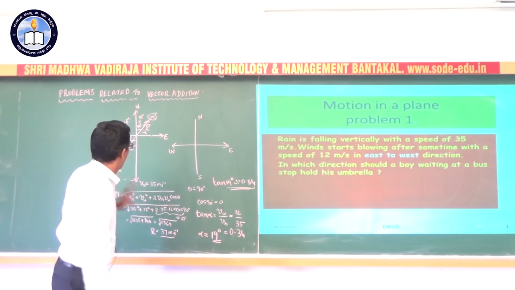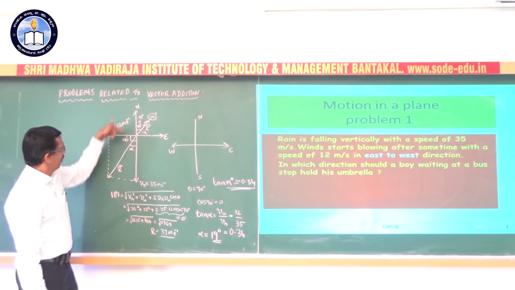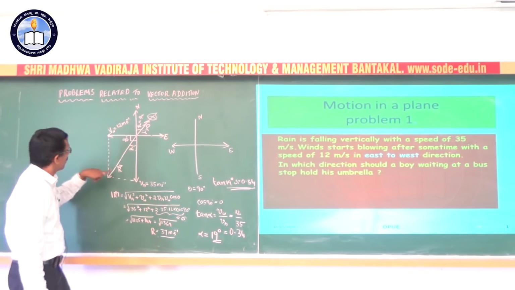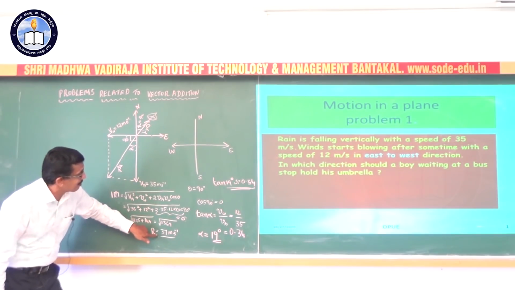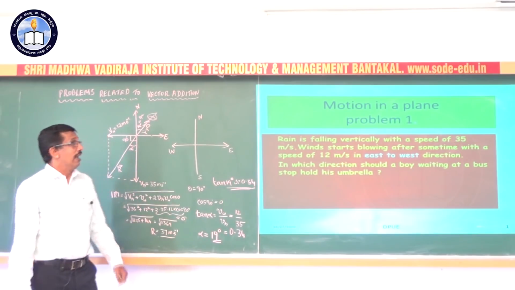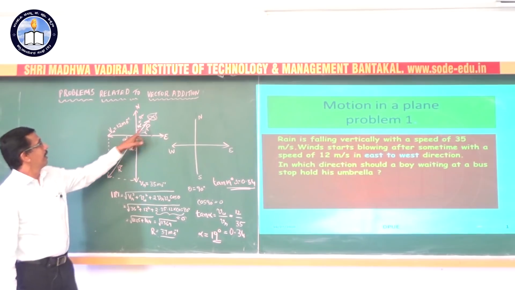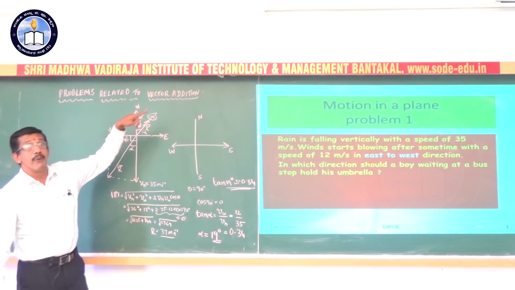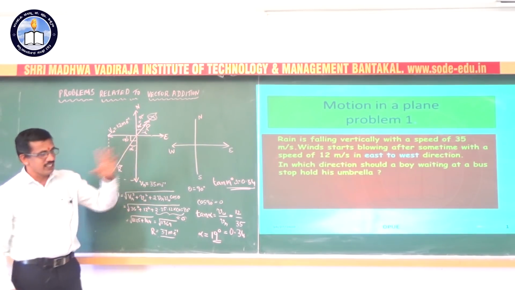Once again I repeat, here we have two vectors. One is velocity of rain, the other one is velocity of wind. Find the resultant velocity. Then they didn't ask the magnitude of resultant velocity. We want the direction of resultant velocity. Against that direction he should hold umbrella so that he can save from wetting. So this is about the first problem.